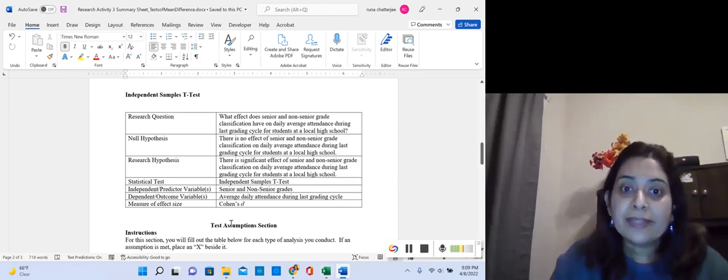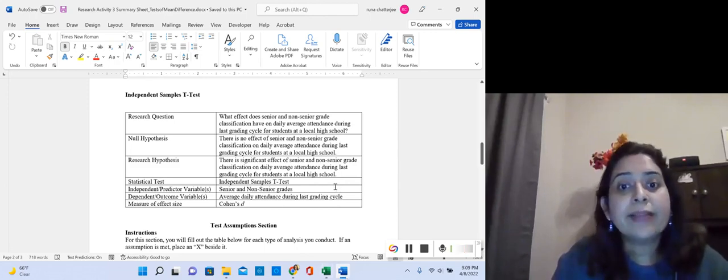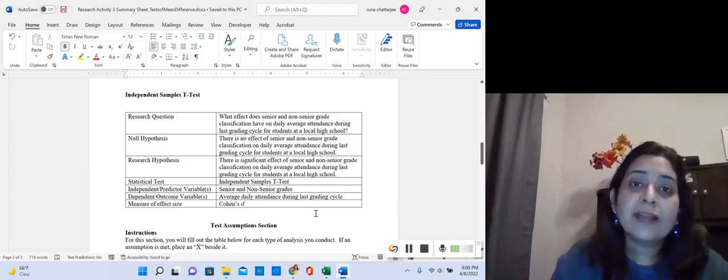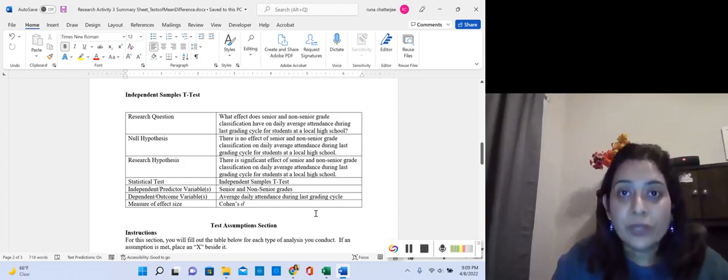The name of the test that I will run is called Independent Samples T-Test. Independent variable, senior and non-senior grade classification. Dependent variable, average daily attendance during the last grading cycle. And once again, the effect size will be calculated by using Cohen's d.